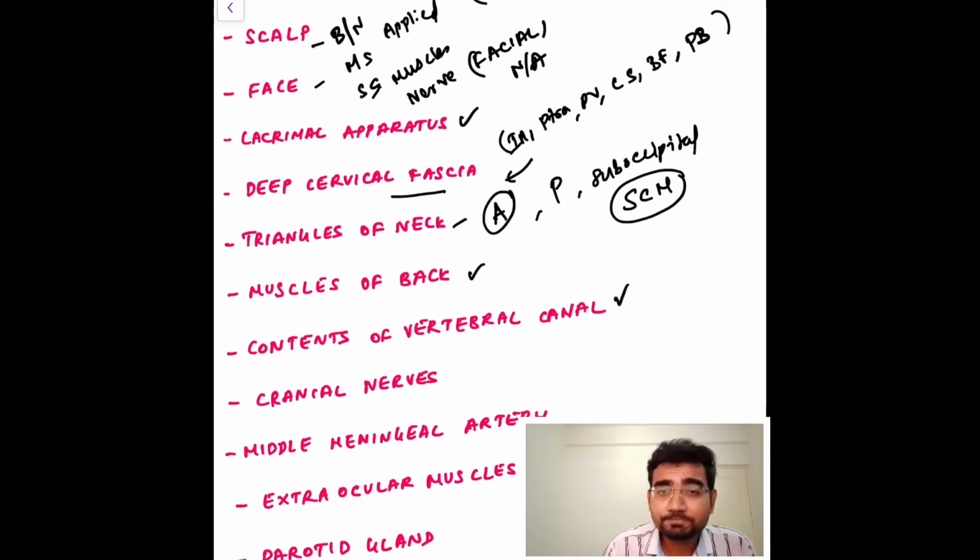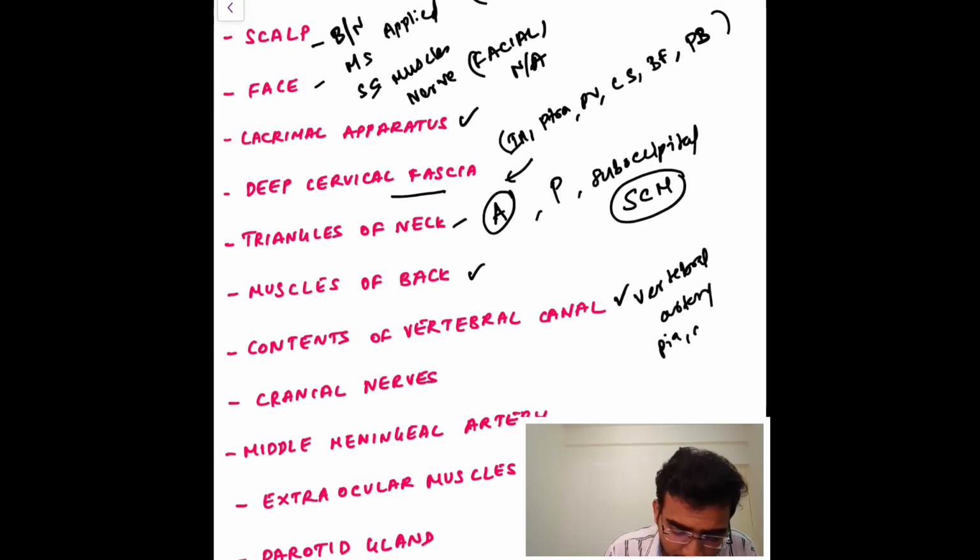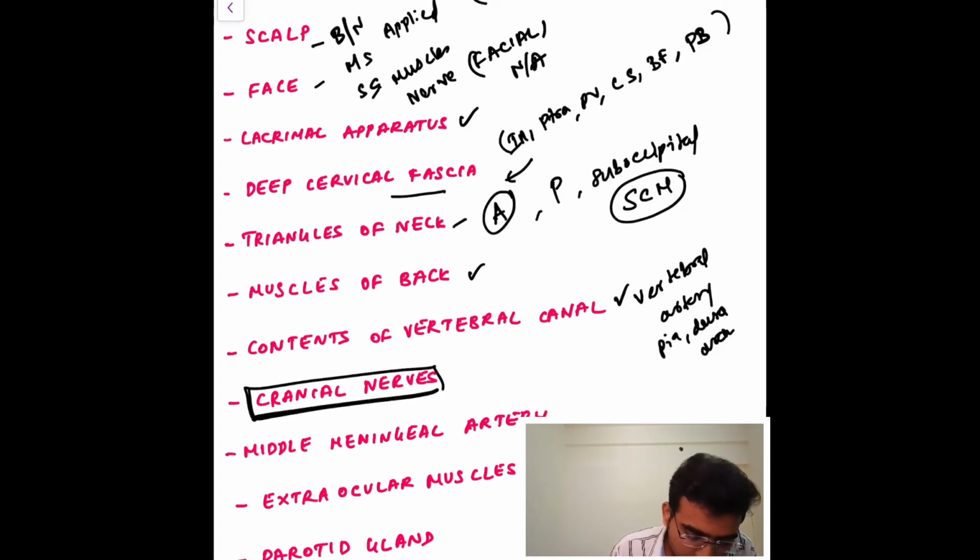Next one is going to be the muscles of the back, and then the contents of the vertebral canal. The contents of the vertebral canal include mainly the vertebral artery, and then the pia mater, dura, and the arachnoid mater. And then the next one is a very important thing, the cranial nerves. You should be aware of all the 12 cranial nerves, starting from the olfactory to the hypoglossal nerves.